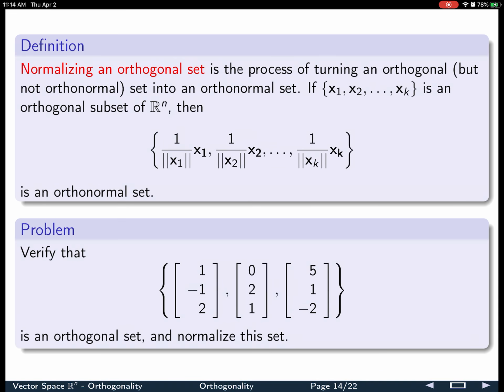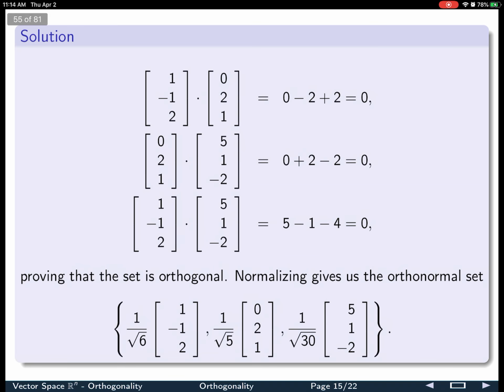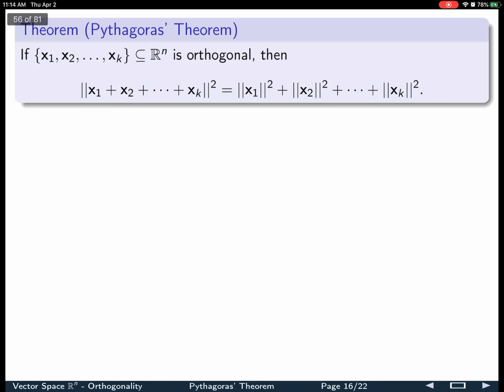Yes, we could verify that this is orthogonal just by taking a bunch of dot products and then normalize it by dividing by the magnitudes. We know how to do this. That's what it looks like in math. Cool. We're going to use that soon.